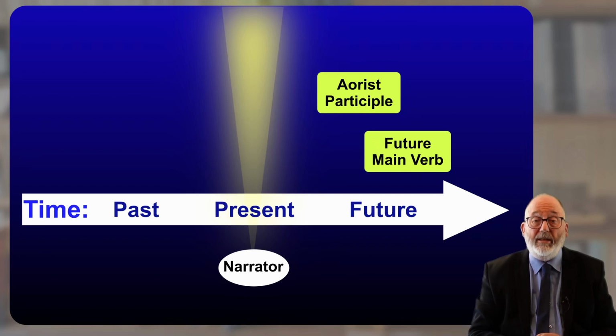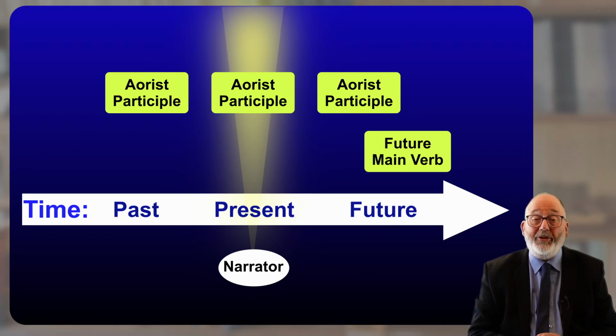Another possibility is the action of the main verb is future, but the aorist tense of the participle has brought the action back as far as the contemporary time of the narrator, or even earlier. So you can see there are three options. The aorist participle can refer to action in the future and in the past. Well, isn't it fortunate that that particular combination of tenses is only rarely found in the New Testament?